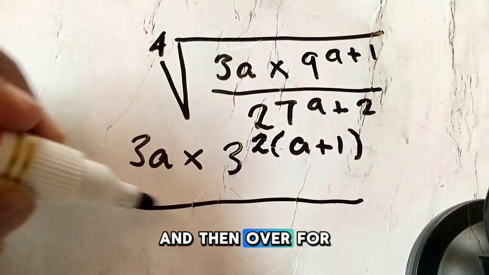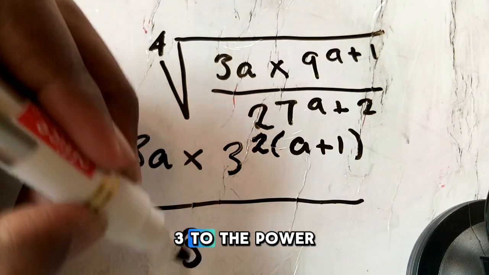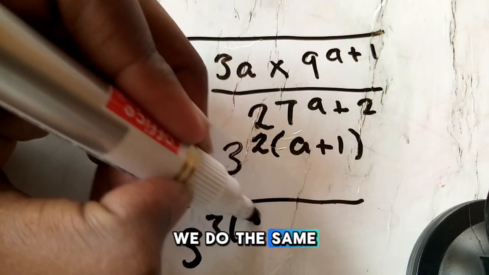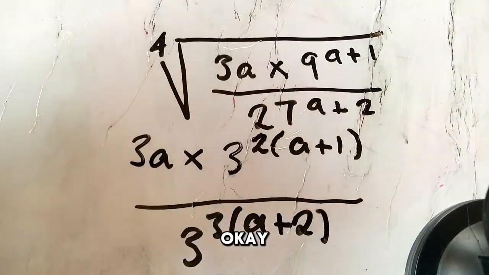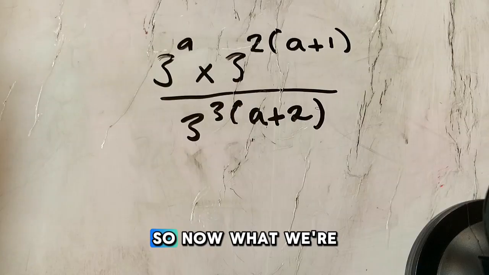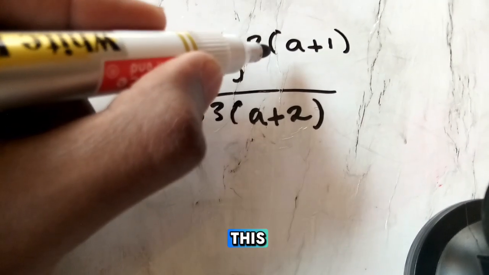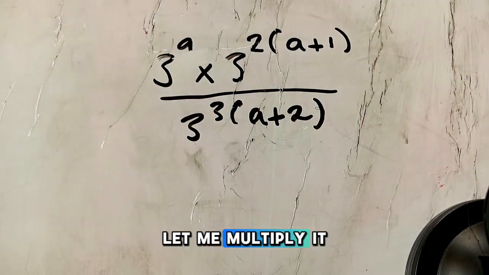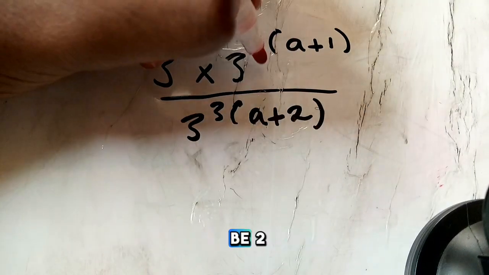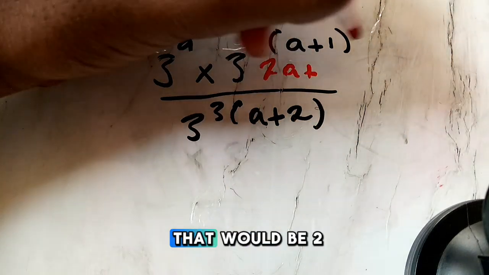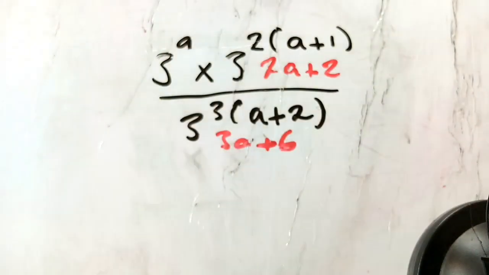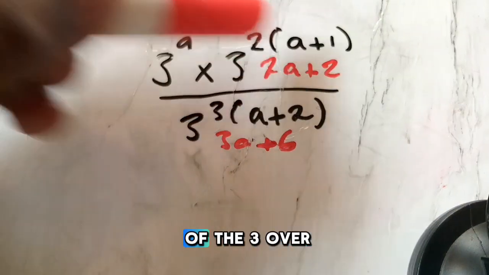And then for 27, what is it? 3 to the power 3, because 3 times 3 times 3 gives us 27. So we do the same thing with a plus 2. Now we can simply multiply the powers. 2 times a will be 2a, plus 2 times 1, which is 2. Then here it will be 3a plus 3 times 2, which is 6. So these are the powers of the 3 over there.